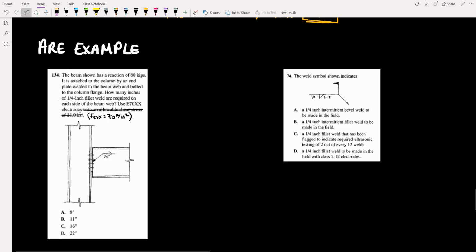You can see I've crossed out this last piece at the end, and that's because this question comes from a pretty old textbook that used ASD, allowable stress design, and steel, as we talked about previously, now follows LRFD, or load and resistance factor design. So we are going to solve this question using LRFD.